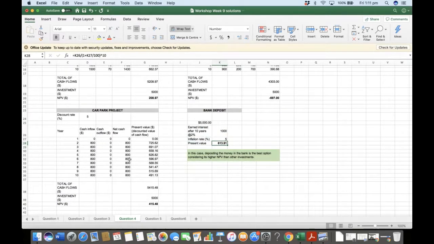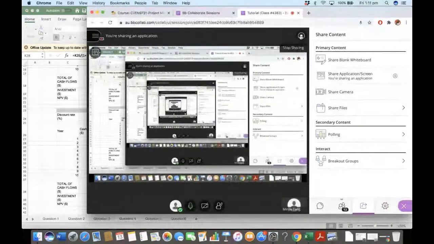Okay, so very simple logic here. Is there any question regarding this exercise? Is it all clear?